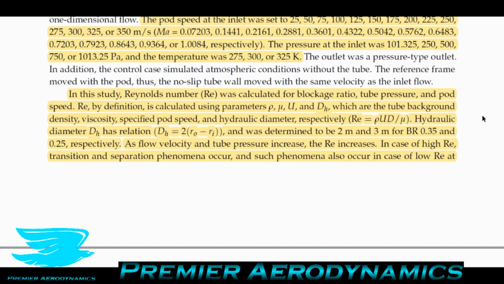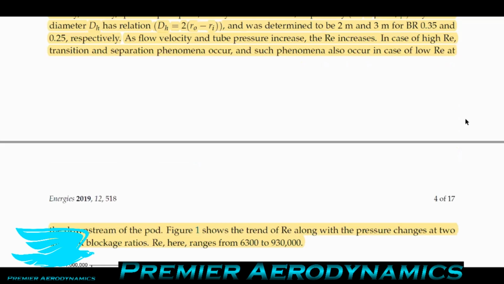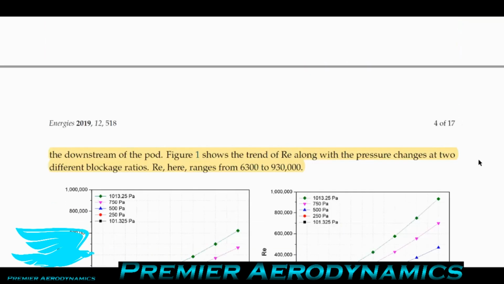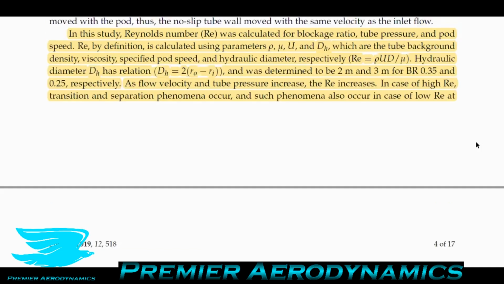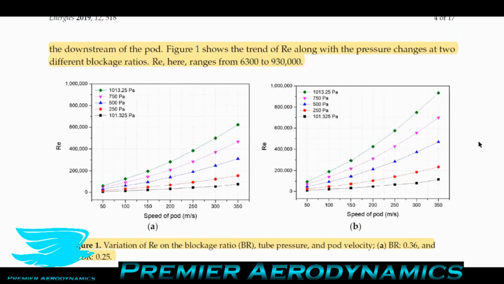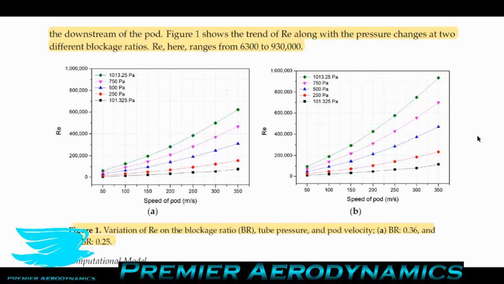So what they say is as the flow and tube pressure increase, the Reynolds number increases. In case of high Reynolds numbers, transition and separation phenomena occur, and such phenomena also occur in case of low Reynolds numbers at the downstream section of the pod. So figure 1, let's scroll down here, shows the trend of the Reynolds number along with the pressure changes at two different blockage ratios. So the blockage ratios were 0.25 and 0.35. And the Reynolds numbers here range from 6,300 to 930,000.